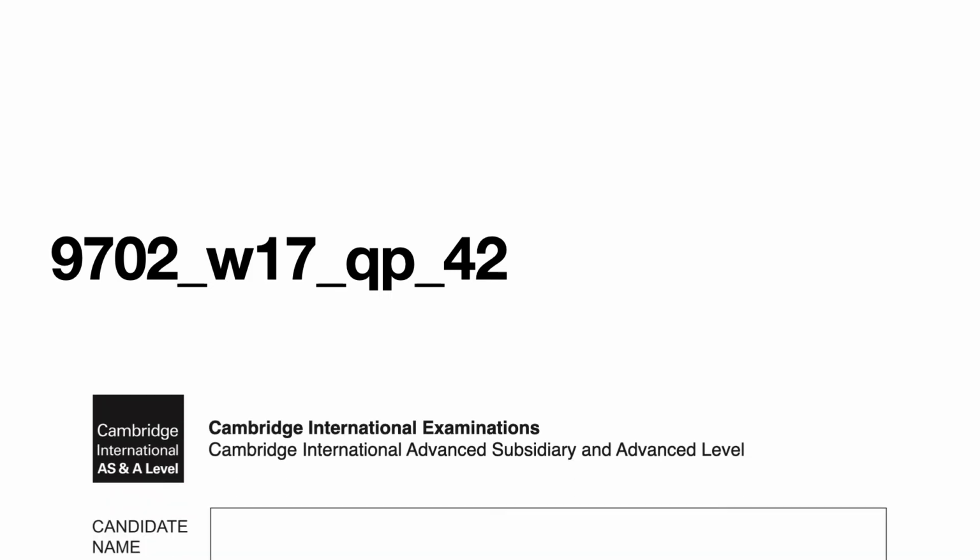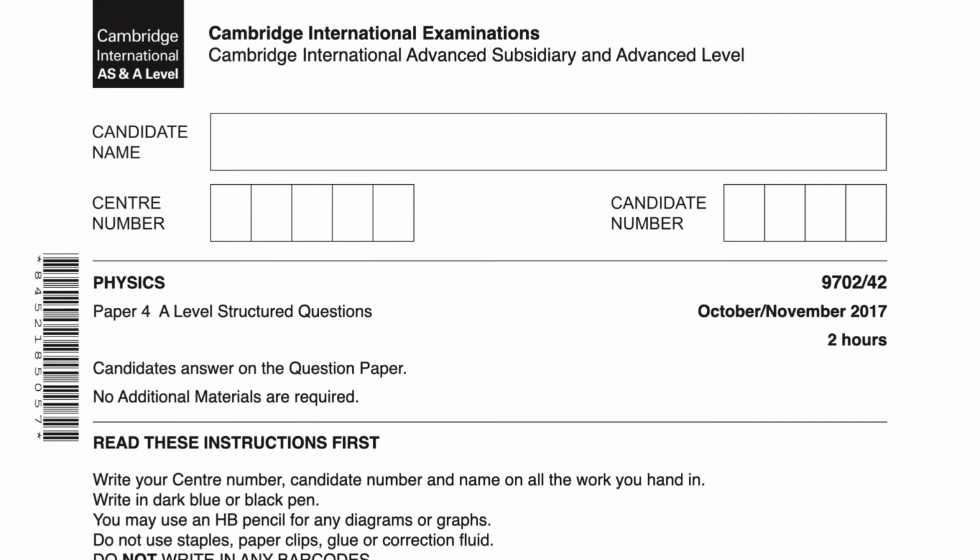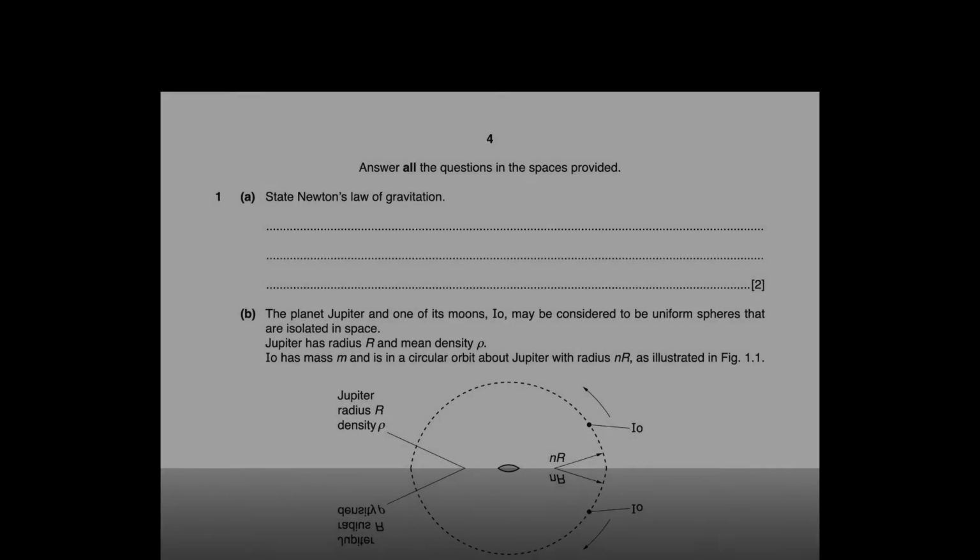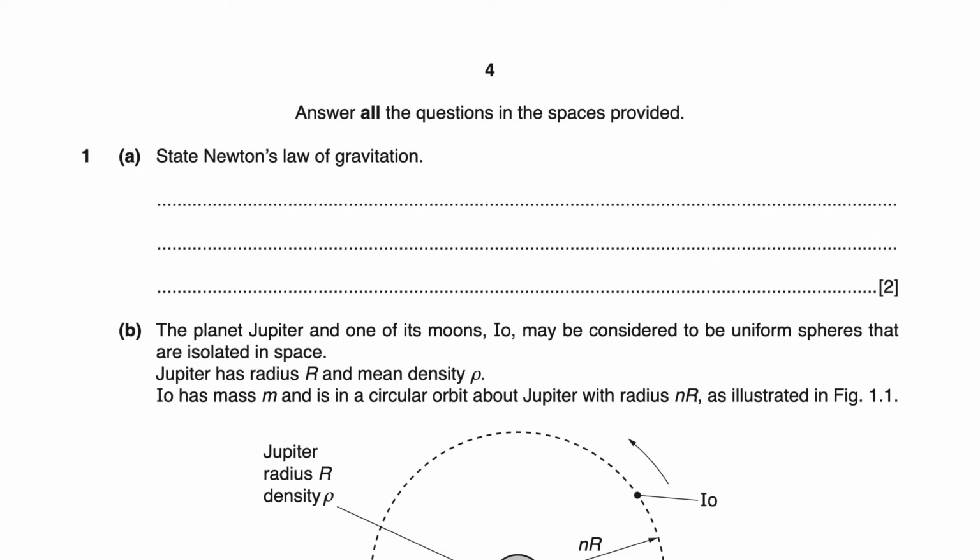Hello dear friends, let's solve this paper, winter 17, component 4-2. The paper is paper 4 of A level physics, AS and A level, October November year 2017, and then component 4-2. Okay, let's get into the first question.